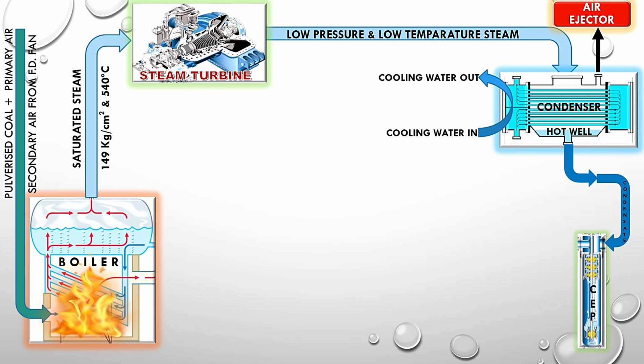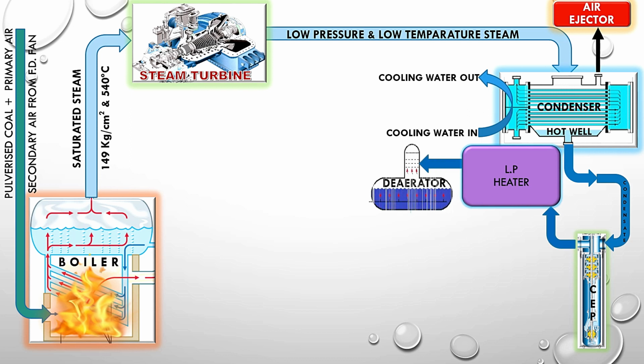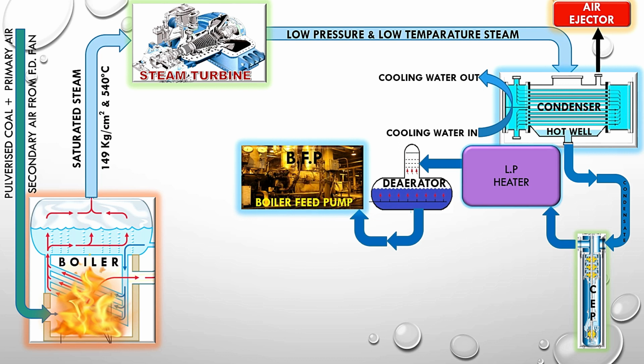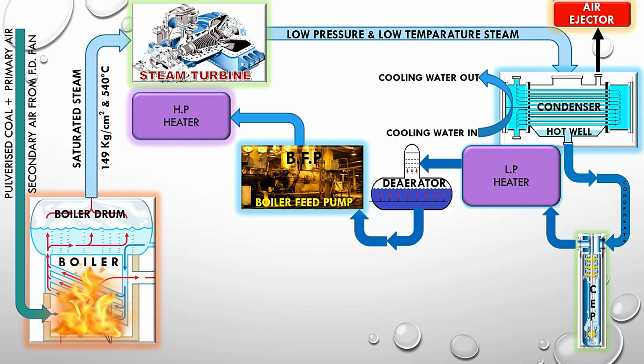Condensate extraction pump sucks condensate from the hot well and delivers it to the deaerator through the low pressure heater. Boiler feed pump takes suction from the deaerator and delivers it to the boiler drum with high pressure through the high pressure heater and economizer.